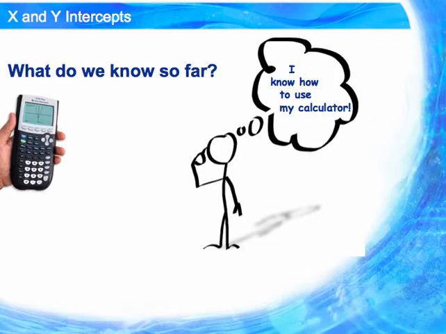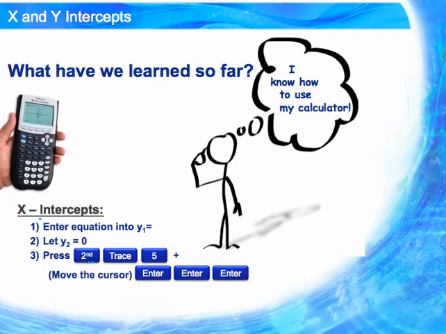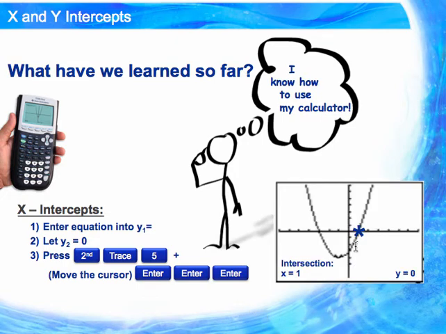You should already know how to use your calculator. So let's review how you found x-intercepts. You first of all took your equation, typed it under the y1 equals entry, then you wrote a second equation that said y2 equals 0, and then you pressed the key combination of second trace option 5, enter, enter, enter. And in some cases you had parabolas that had multiple x-intercepts, so you had to do the same process again by pressing second trace option 5, moving the cursor over to the other one, and then pressing enter, enter, enter.